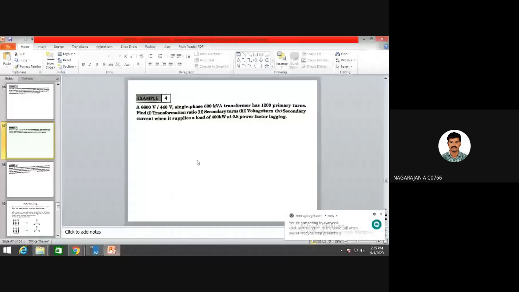Okay. So we'll go to the second problem. I'll write the given data for the second problem. I'll read it out and you should make the key points. 6600 volts bar 440 volts. What does it mean? The primary side is having 6600 volts. The secondary side is having 440 volts. If you just go through the slide, I'll share it again. So look at the screen.